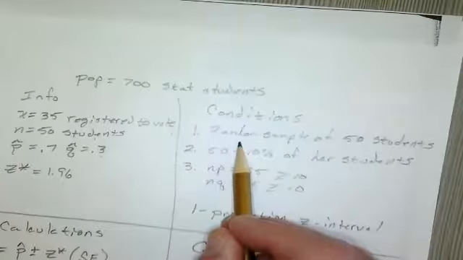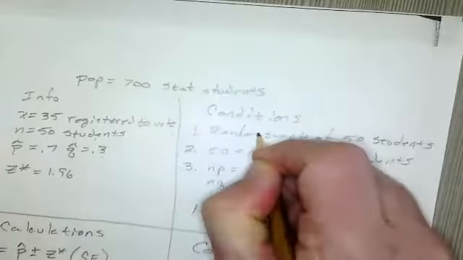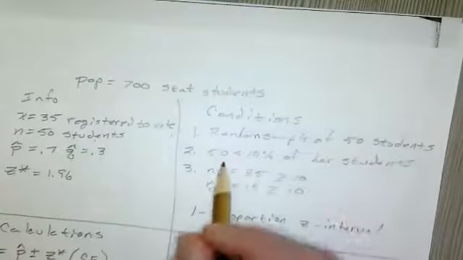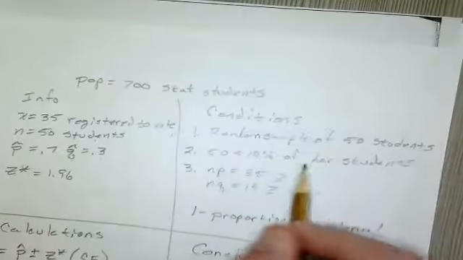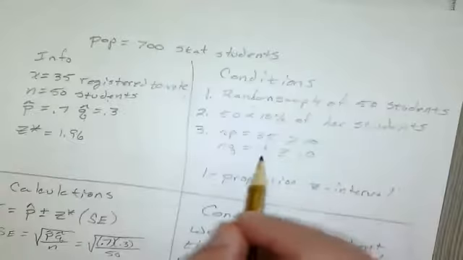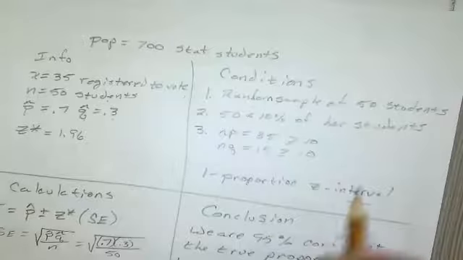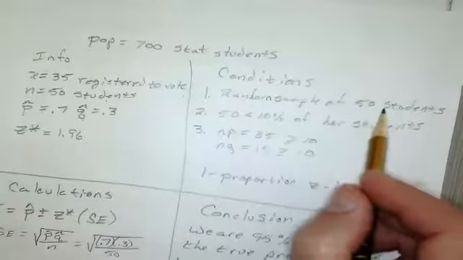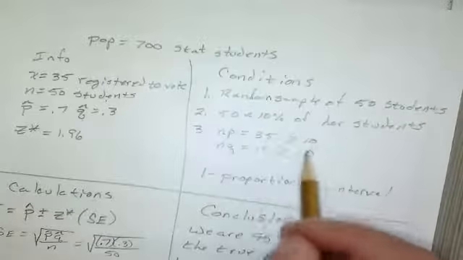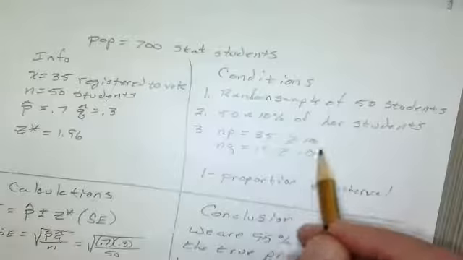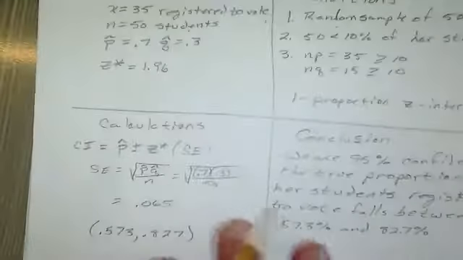It said it was a random sample of 50 students. 50 is less than 10% of all her students. 35 successes, 15 failures. And that's a 1-proportion z-interval. Conditions are met because random sample, less than 10%, and we had more than 10 failures and 10 successes. So then we do the calculations for it.